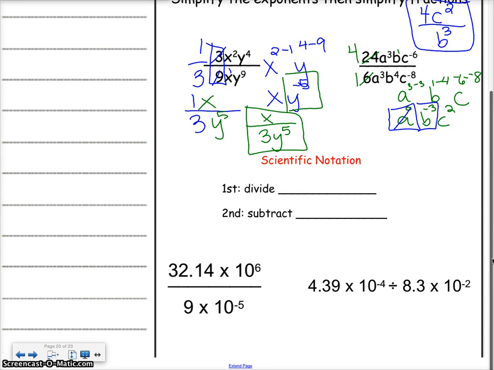Okay, so scientific notation, that's always kind of a connection with all of our properties here. Scientific notation, you'll divide the numbers and then subtract your exponents. And then, of course, make sure it's in proper form. Why didn't I write that down? Third, proper form.